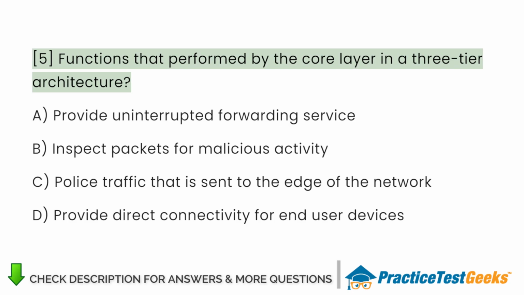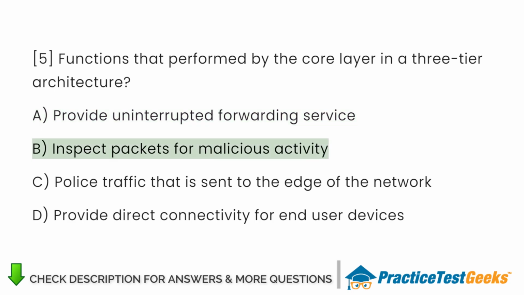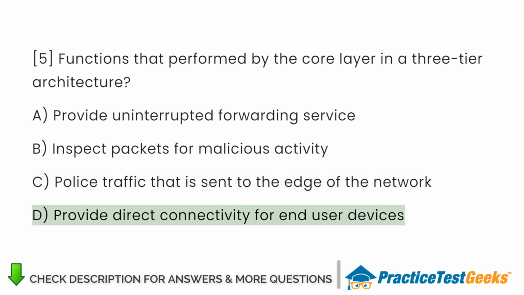What functions are performed by the core layer in a three-tier architecture? A. Provide uninterrupted forwarding service. B. Inspect packets for malicious activity. C. Police traffic that is sent to the edge of the network. D. Provide direct connectivity for end-user devices.